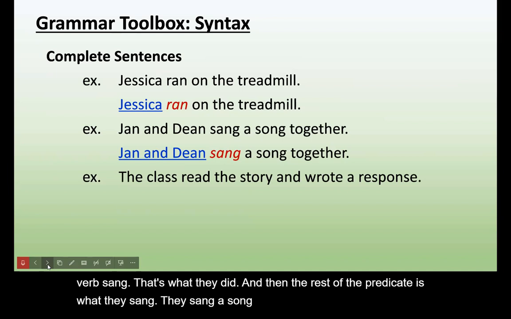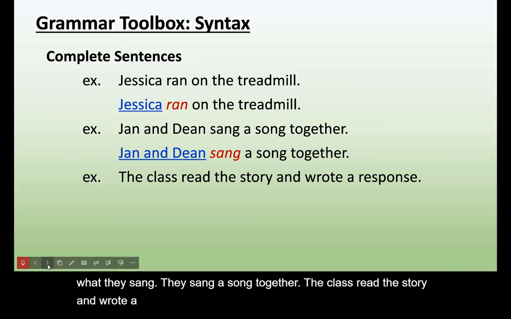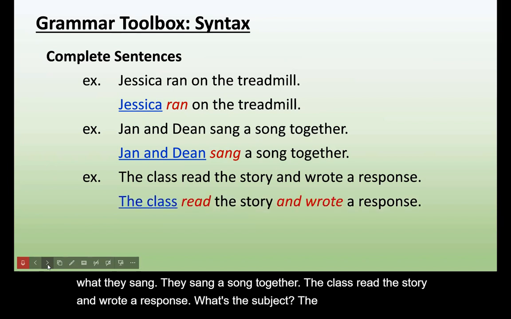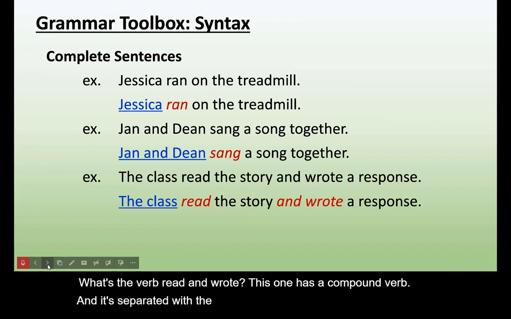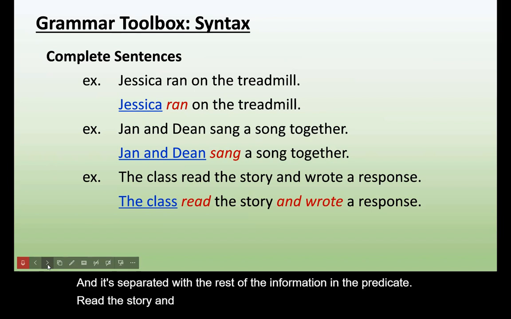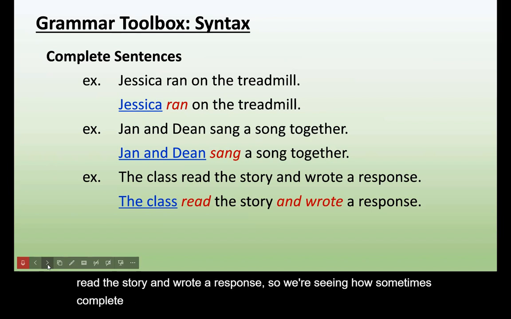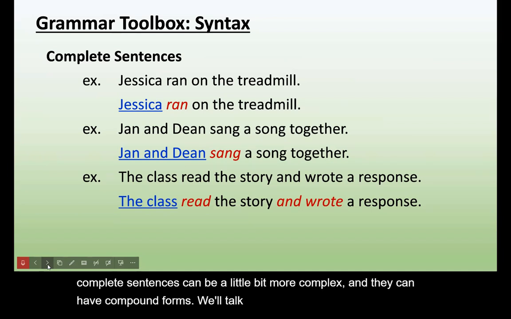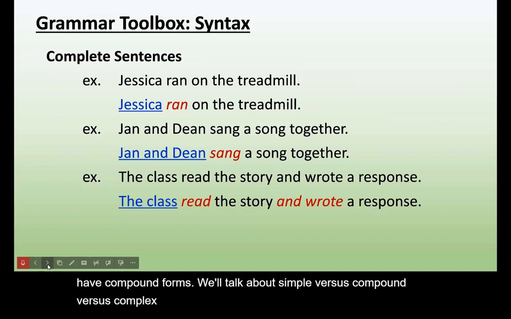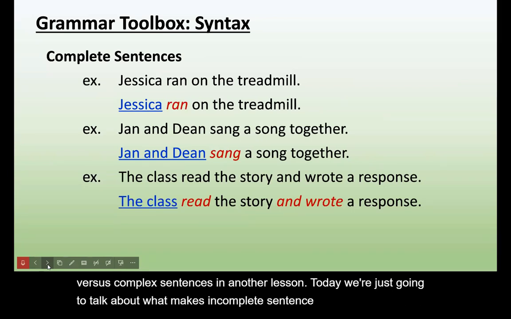The class read the story and wrote a response. What's the subject? The class. What's the verb? Read and wrote. This one has a compound verb. And it's separated with the rest of the information in the predicate. Read the story and wrote a response. So we're seeing how sometimes complete sentences can be a little bit more complex and they can have compound forms. We'll talk about simple versus compound versus complex sentences in another lesson. Today, we're just going to talk about what makes a complete sentence versus what is a fragment.